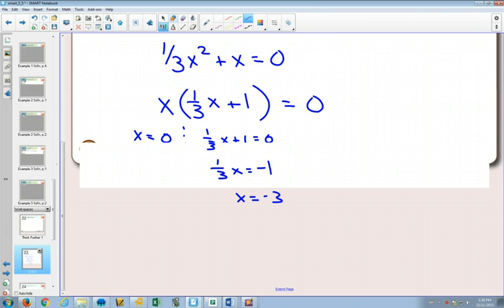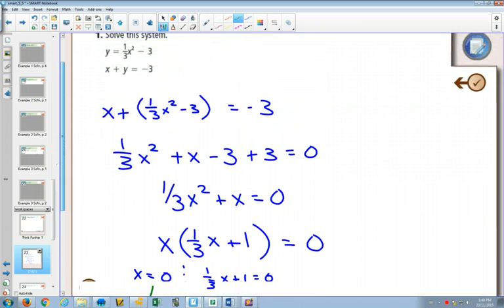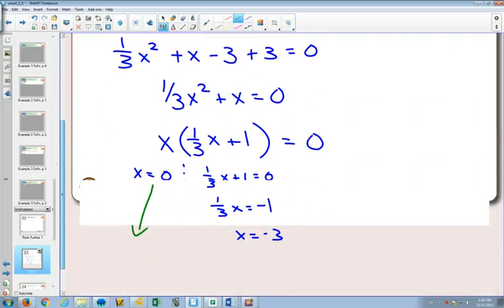How many people got stuck on the factoring? So now that we've factored and now we found out what makes it equal to 0, when x is 0, we could go back to our original equation, plug that in, and I would probably use this one. Plug in 0 for x, and you get y is negative 3.